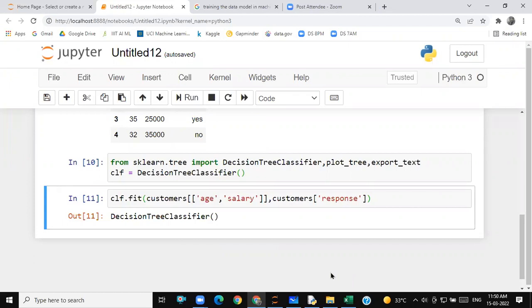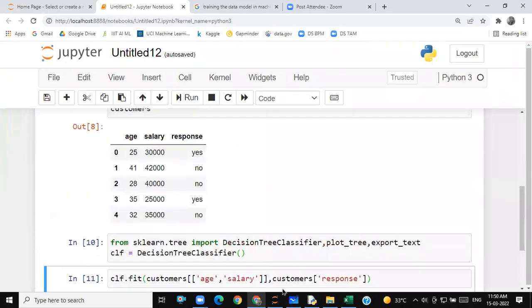Now, what has the machine learned? If you want to see this, I can show it in a number of ways. By looking at the data, I can easily say, because I already know about the data, that salary is going to be more important to make a decision. So you can see here, if the salary is more than or equal to 35,000, the response is no. If it's less than 35,000, the response is yes.